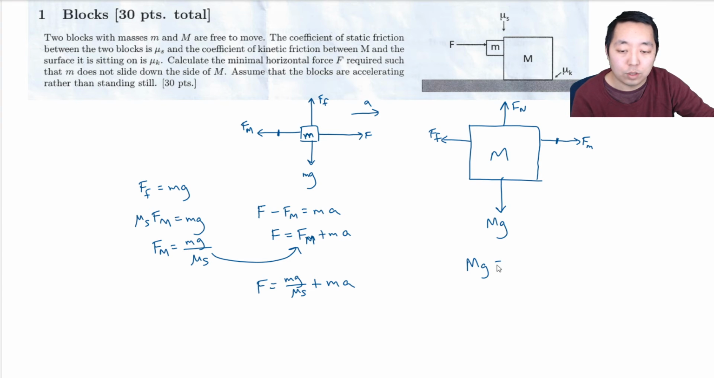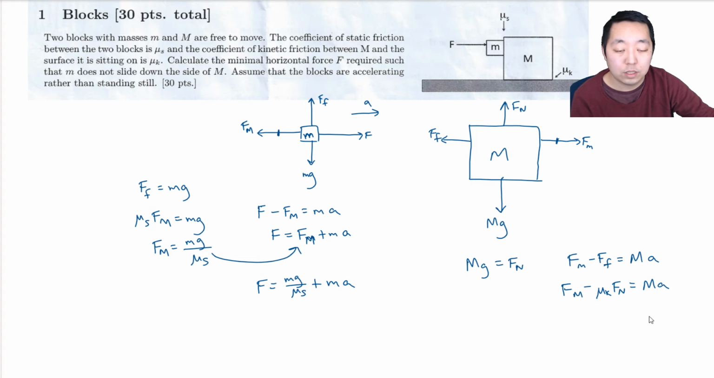Here, big mg is equal to the normal force, because it's not accelerating in the vertical direction. We're only accelerating in the horizontal direction. And then in the horizontal direction, I would have F little m minus force of friction is equal to big M times A, right? But this little m is the same as this big M, because that's by Newton's third law. And the force of friction is going to be mu k times the normal force, because it's kinetic friction, because it's accelerating. Okay. So I can now, and this normal force I know is big mg, so big Fm minus mu k capital Mg is equal to big M times A. And I can solve for A and then plug it into there.